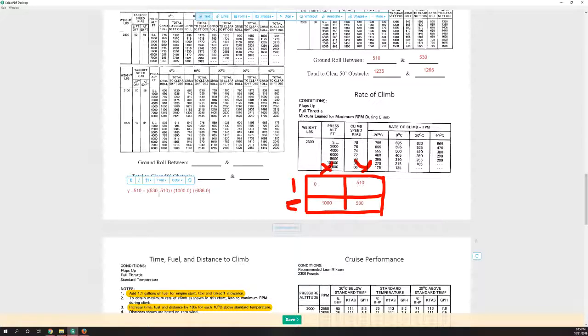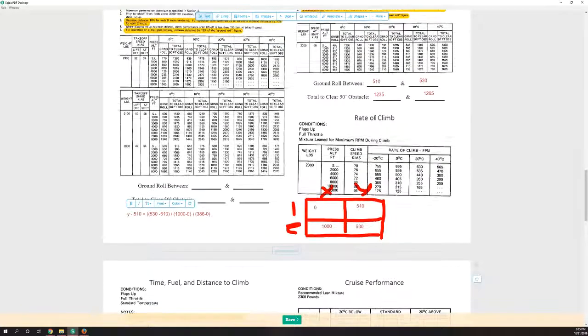which is going to be 0. So if we deduce this, 530 minus 510 is going to be 20. 20 divided by 1,000 is going to give us 0.02. 0.02 multiplied by 386 is going to give us 7.72, and then we can add the 510 to move it back over there, and it's going to give us an answer of 517.72, and I was pretty close to my 518 estimation.